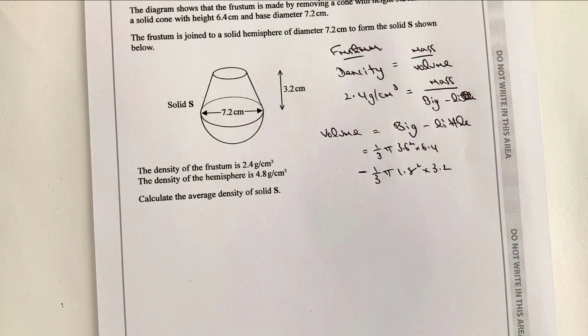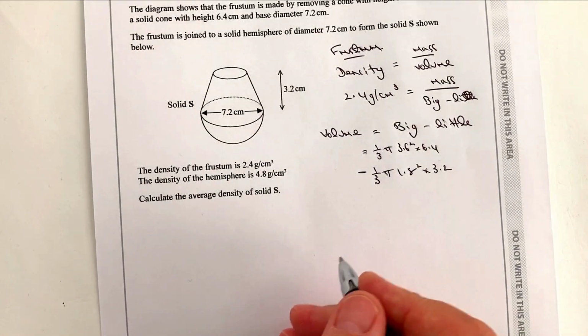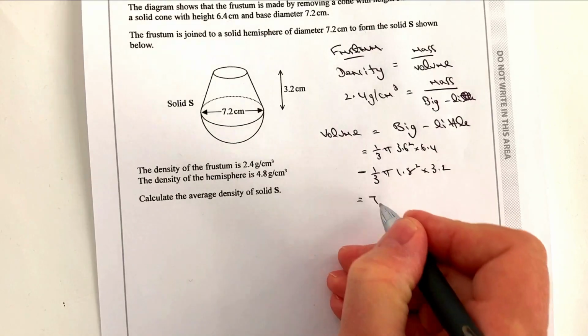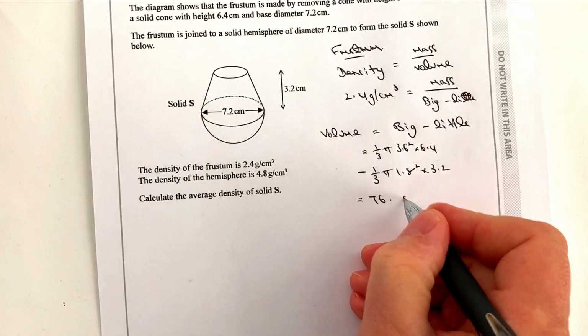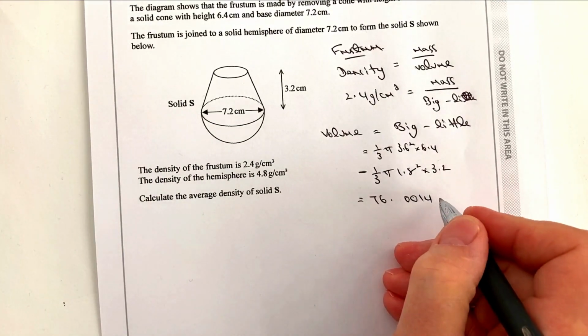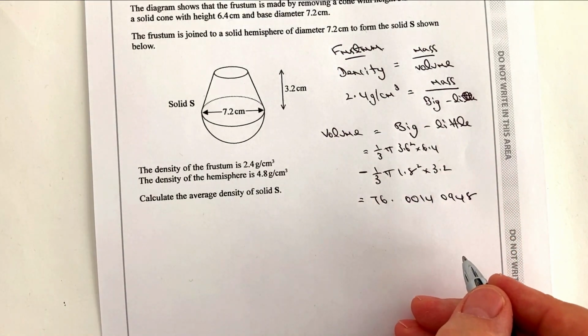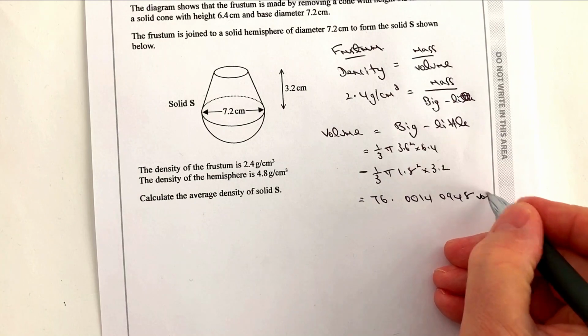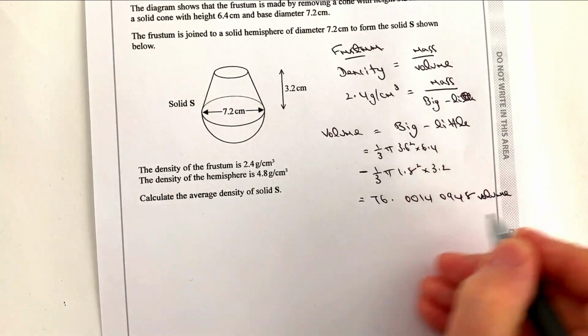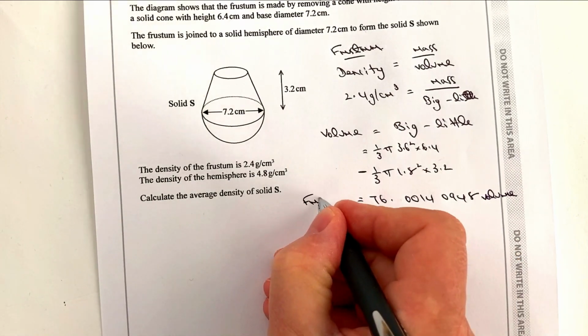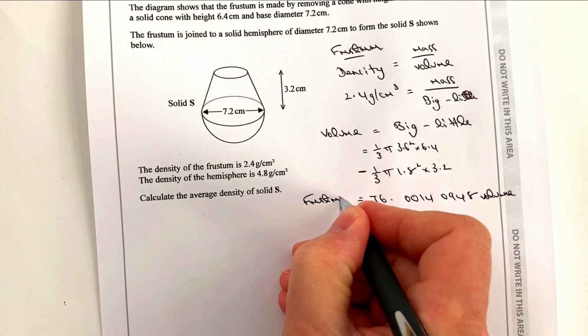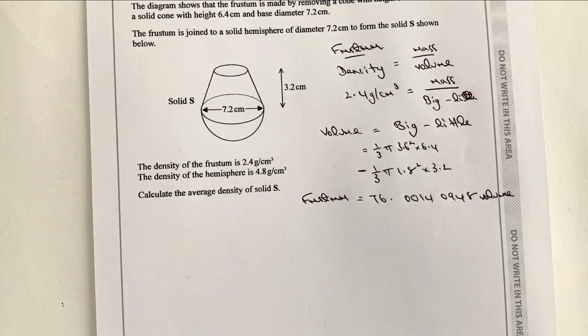All right, put all of that into a calculator, and just be very careful when you're putting these in calculators. Again, it's very useful to use brackets, but you're going to get some hugely long number of 76.00140948. Okay, which is basically the volume, and that's basically the volume of the frustum. Okay, good. All right, so we're moving on a little bit further with that.